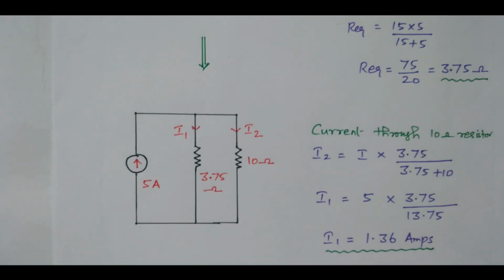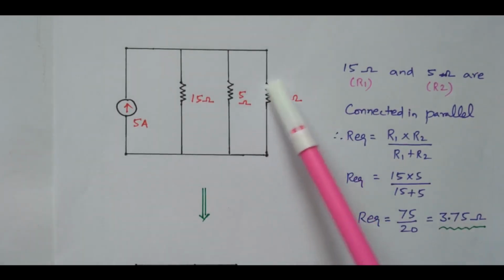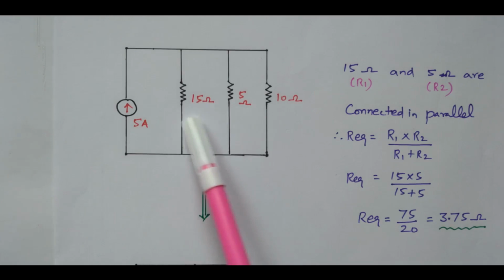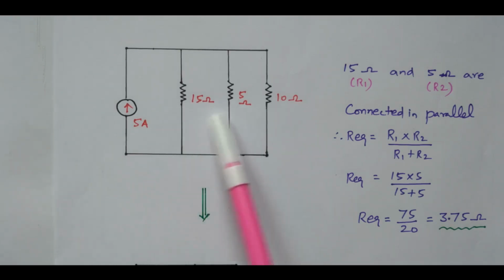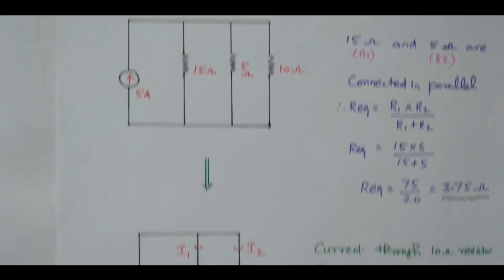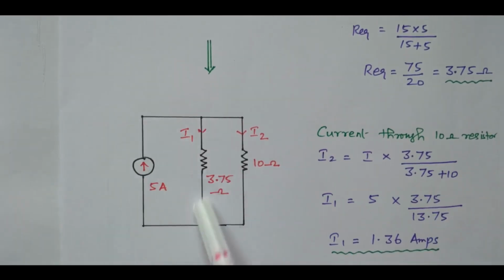So in this problem, there are 3 resistors available. In that, we need to find the current through this 10 ohm resistor. In order to apply the current division rule, we make these two a single resistor, because these two are connected in parallel. That makes a single resistor of 3.75. After making a single resistor, we can easily identify the current through either I1 or I2. We can easily calculate it by using the current division rule. So in this problem, we calculated the current through the 10 ohm resistor.